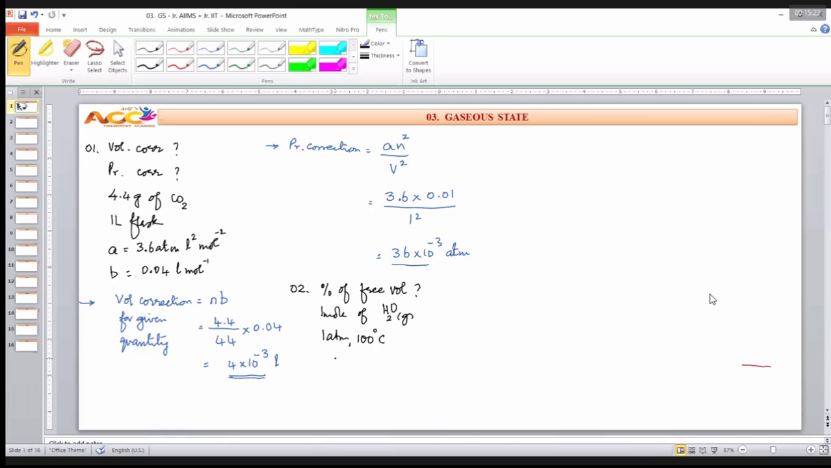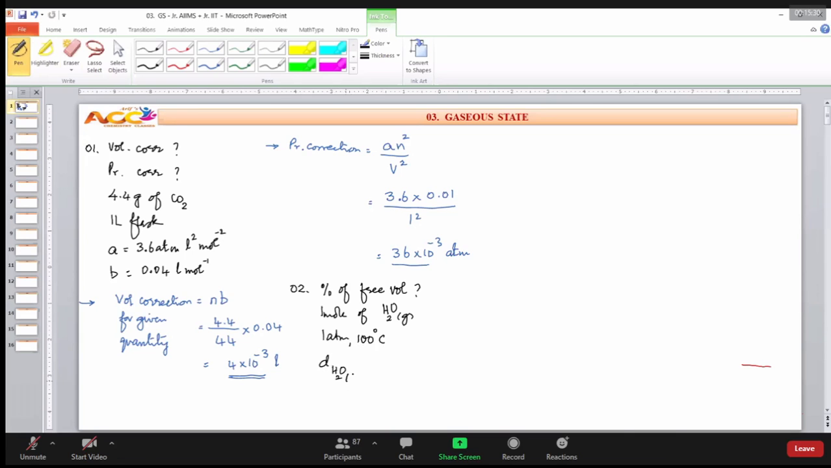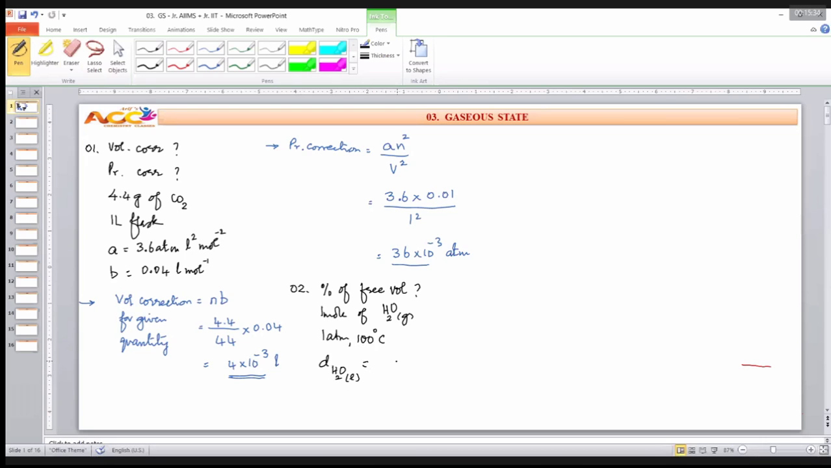Density of liquid water, take care of this, what he is giving, liquid water is equal to 0.958. I'll make it simple, 0.96. Let us take grams per ml. We don't want to have mathematical complication. Assume ideal gas behavior. This is supposed to be liquid.